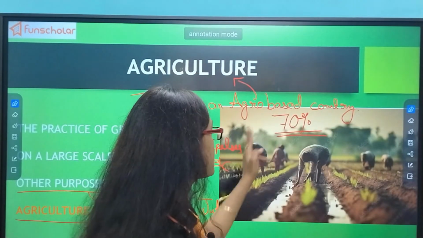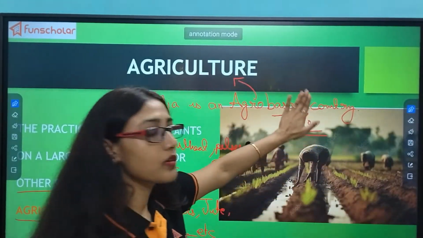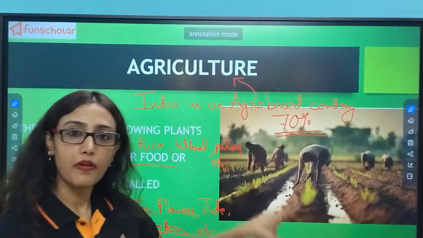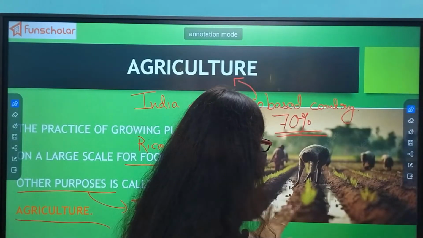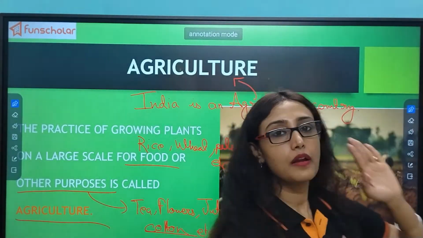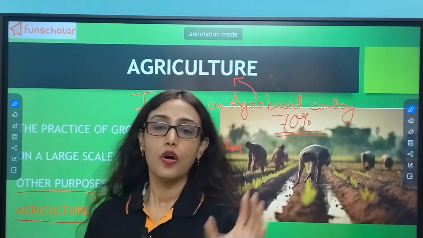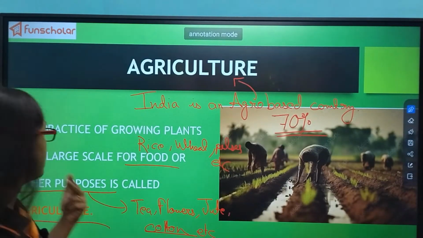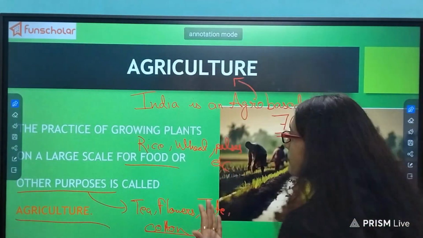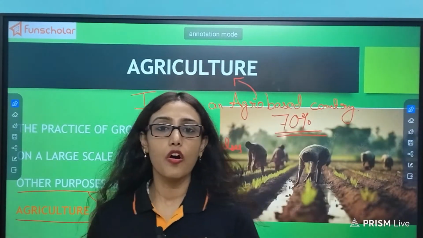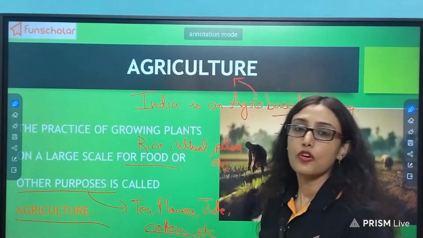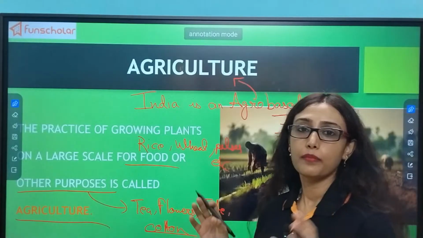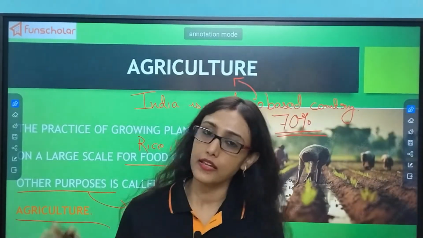Agriculture is a process by which the same different types of plants or same type of plant is grown by farmers in a particular place at a particular season in a particular area. So agriculture is the practice of growing plants on large scale. For why, ma'am? Why do we need to do this? Because of food and other purposes. Whatever we eat, that is being collected by the process of agriculture only. Okay.